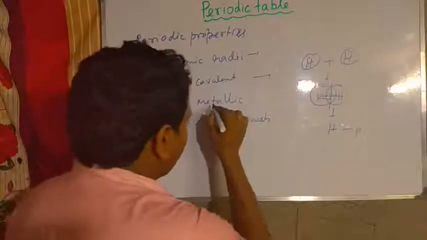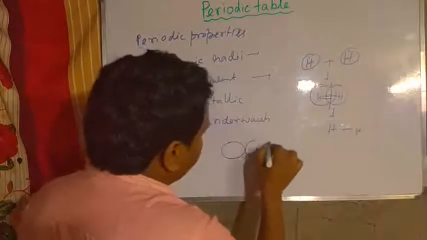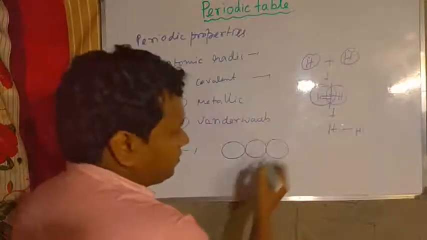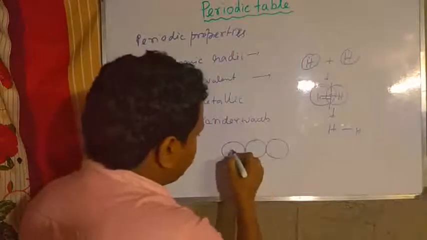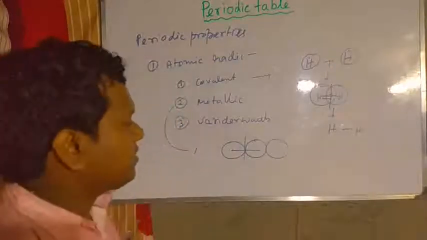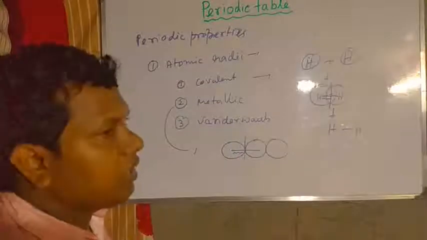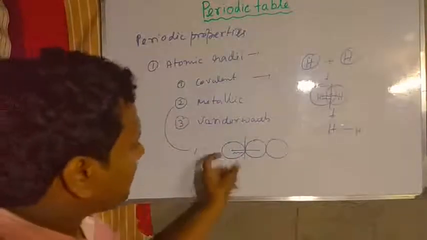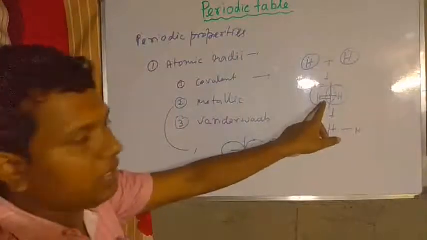Okay. What is metallic radius? In a metal rod, the atoms are closely packed, so the half distance between the two centers of adjacent atoms is called the metallic radius. So metallic radius is greater than covalent radius.